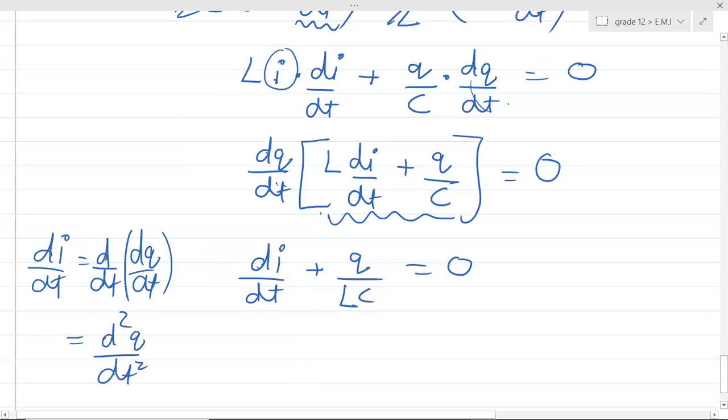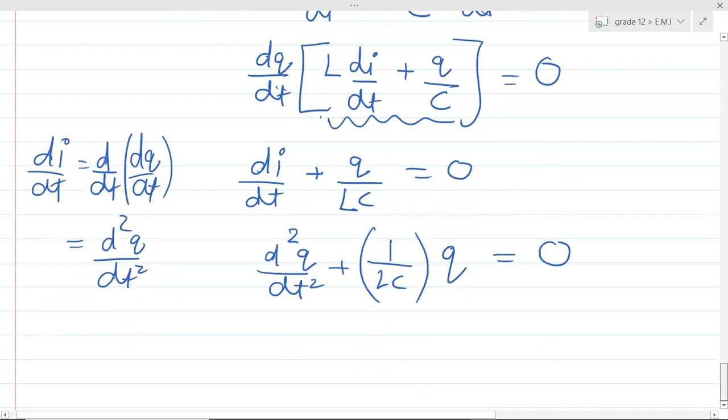Does anyone remember? Double differentiation, right? So can I write it as d2q by dt square plus 1 by LC into q is equals to 0? Can I write it in this form?